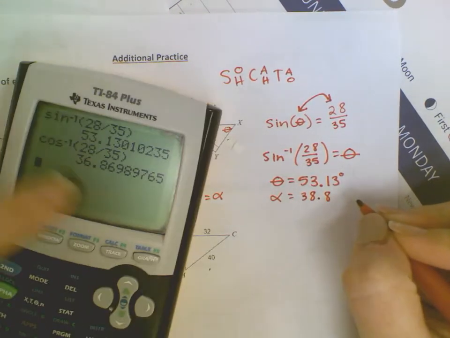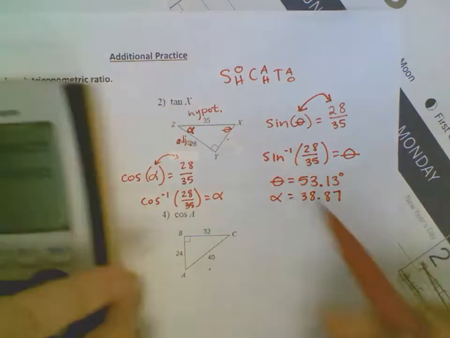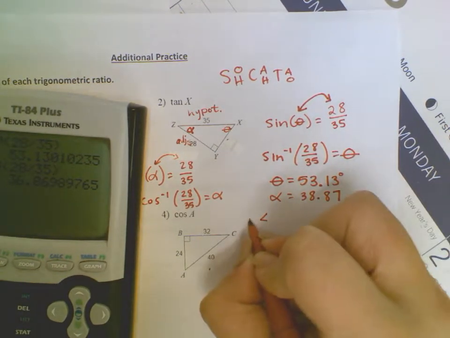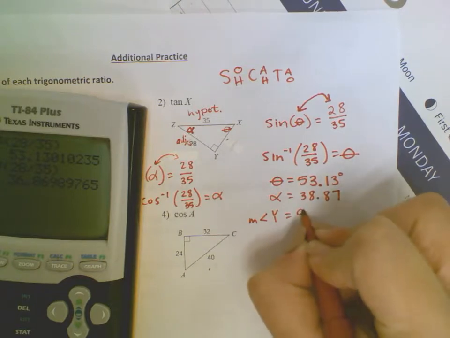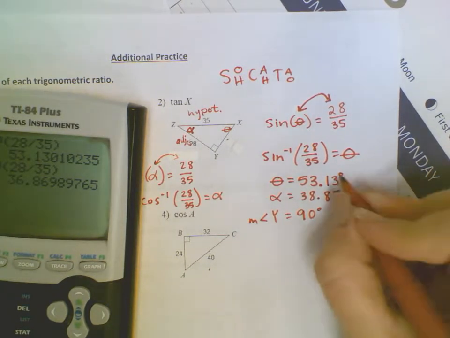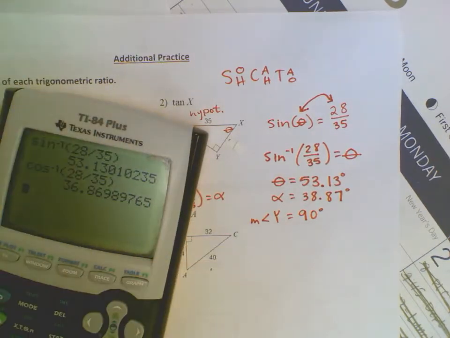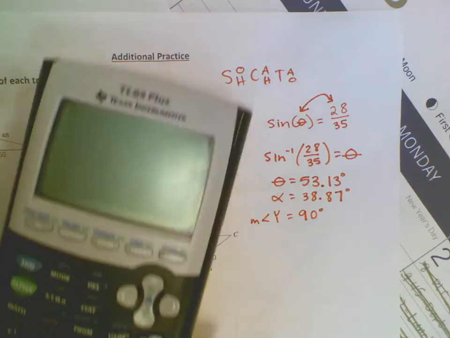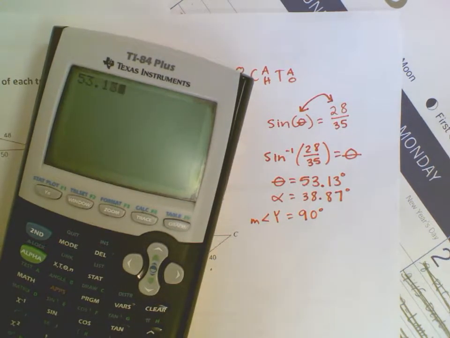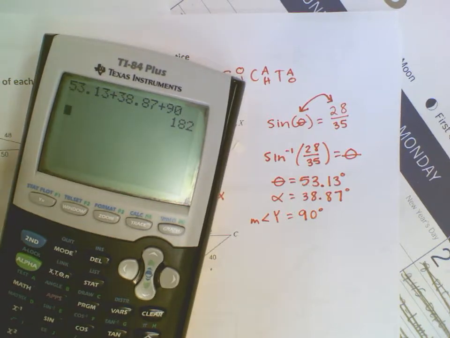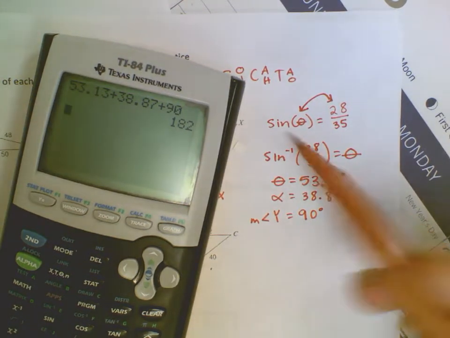If I know that this is a right angle right here, I know that the measure of angle Y must be 90 degrees. The reason I've now written all of this down is to show you that if I were to add all of these together, we know that all the angles of a triangle equal 180. So if I do 53.13 plus 38.87 plus 90, oh, it's rounded, so maybe that's the issue. So it is rounded, so it did change it a little bit, but it's about 180.